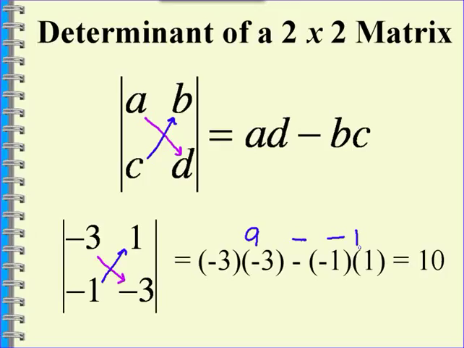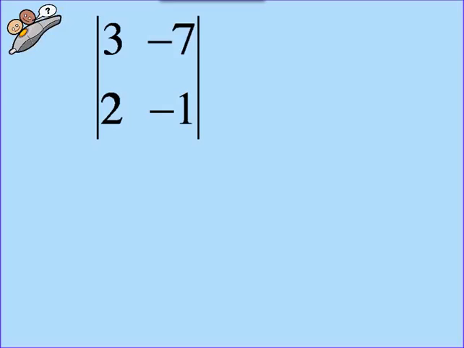Ready to go? Let's try one and see how we do. So 10 is the answer? 10 is the answer. So 10 is your determinant. That is your final answer. You don't put it in those lines. The determinant is just a number. And there's a lot of things we can do. So here is your chance. Find the determinant of that.